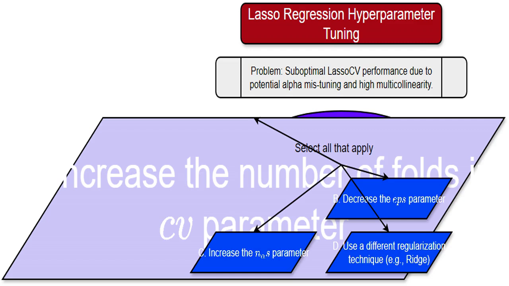I can increase the number of folds in cross-validation. Think of folds as splitting my data into multiple subsets. We train the model on most of the data and test it on the remaining part. More folds mean a more accurate assessment of performance, which will improve the reliability of alpha selection.